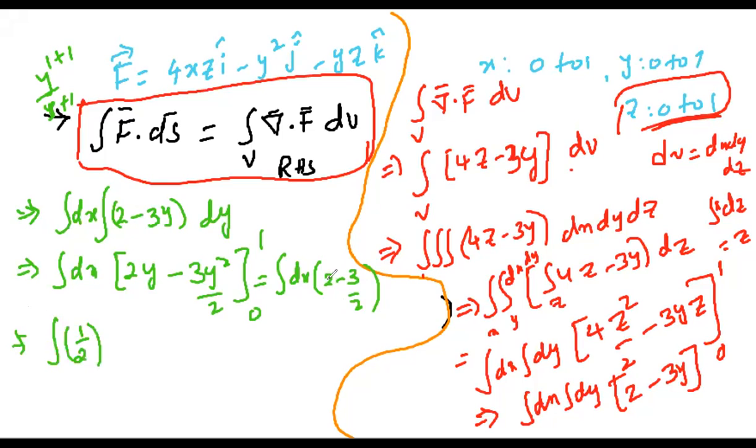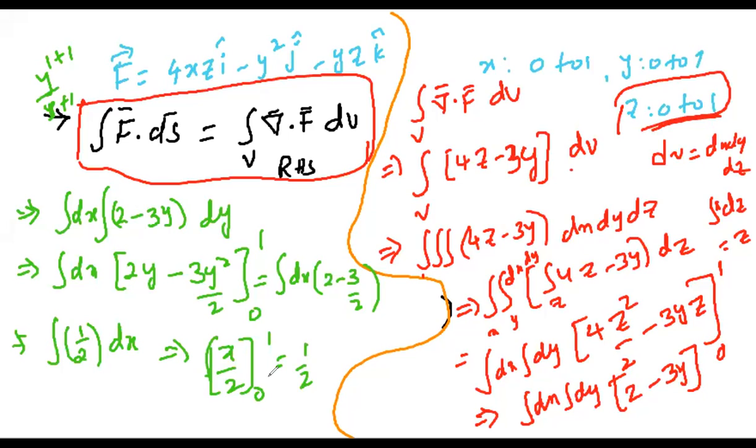So 1 by 2 dx. What am I going to get here? The integral gives x by 2, so the answer is 1 by 2. Our next target is to prove that the left side is also 1 by 2. That is our target.